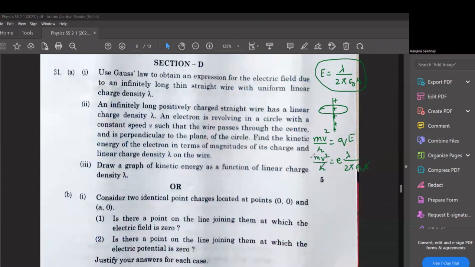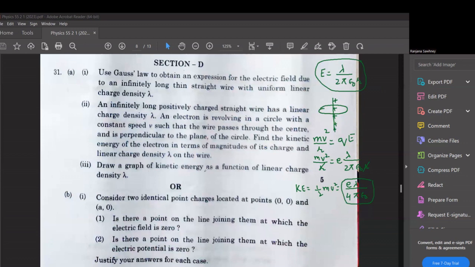We have to find out the expression of kinetic energy. So multiply the left hand side and right hand side both by half. We'll get the expression for the kinetic energy: half mv square is equal to e lambda, and here also we multiply by half, so 4 pi into epsilon naught. This is the expression for the kinetic energy.